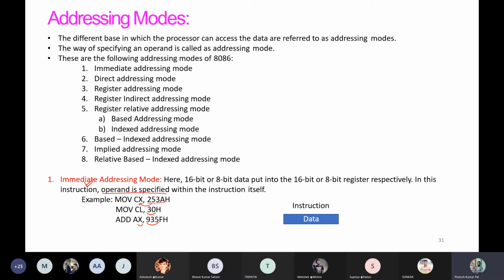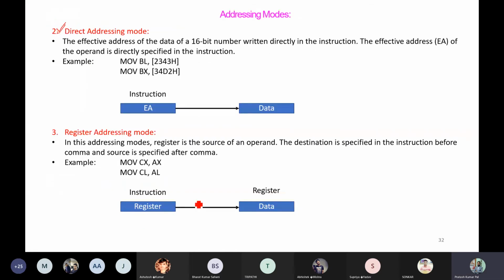In direct addressing mode, instead of data, we have given the location of data. Here the bracket indicates that whatever is inside the bracket is a location. So we have written MOV BL, [2343]. That means whatever is there at the location 2343. So this 2343 is the location.